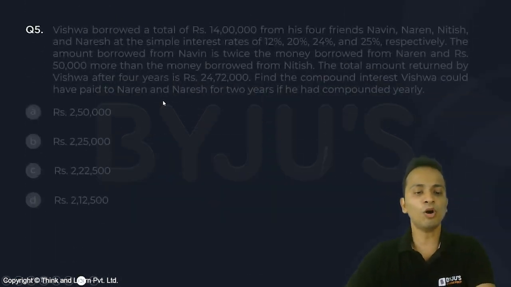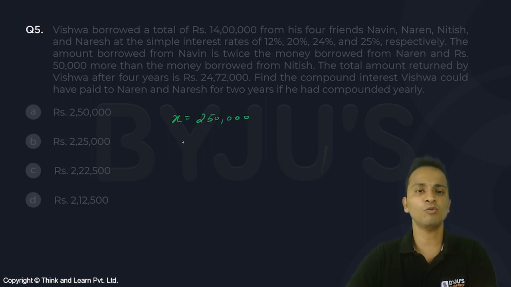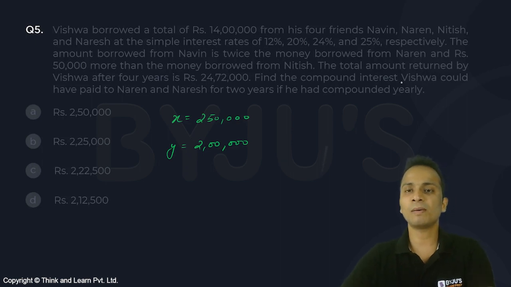The value of X that you will get will be 2,50,000, and the value of Y will be 2 lakhs. You just have to solve those equations. Now what we have to do is find the compound interest Vishwa could have paid to Naren and Naresh for 2 years if he had compounded yearly.